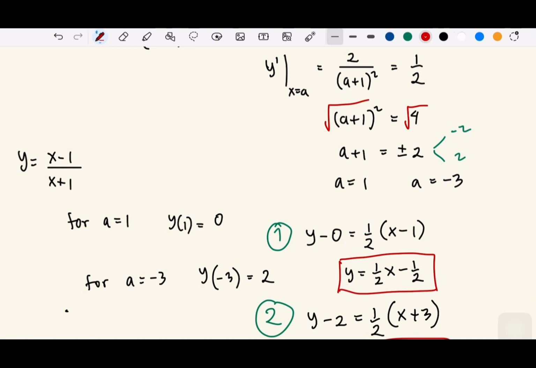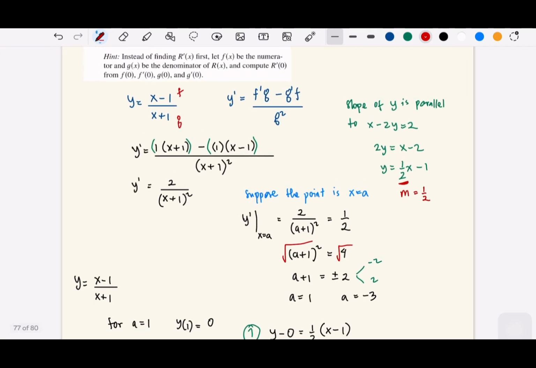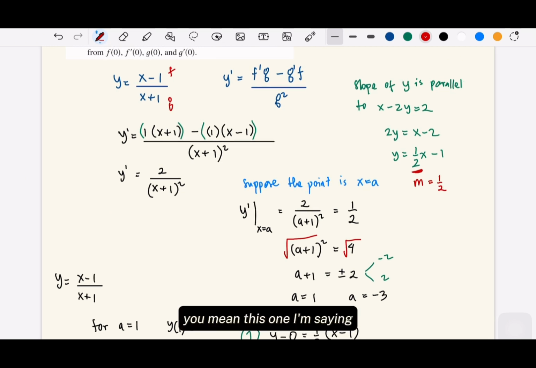Do we now put A back into the first one? This equation we got when we made x equals A? You mean this? I'm saying after we get our 2 A values, do we put it back into the same equation or the first? What do you think? What is our function? Yeah, the first one. We need to find the equation of the tangent line from the curve. Of course, we put back to the first original curve. So that's why we put here, this original curve.